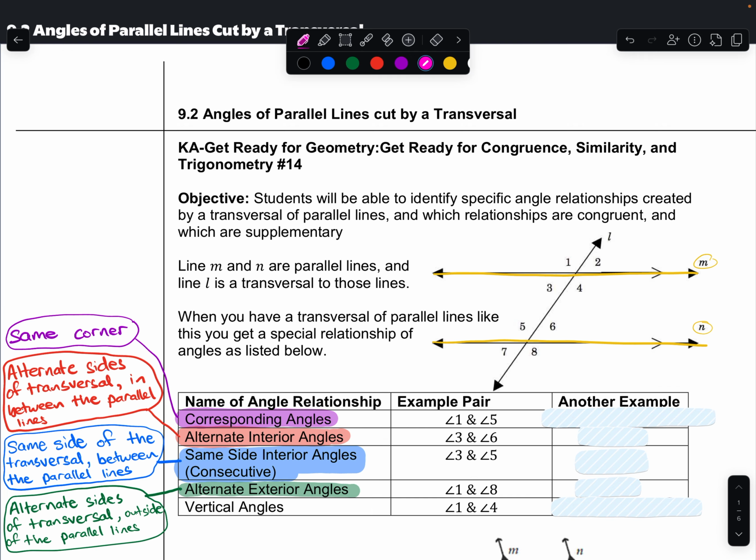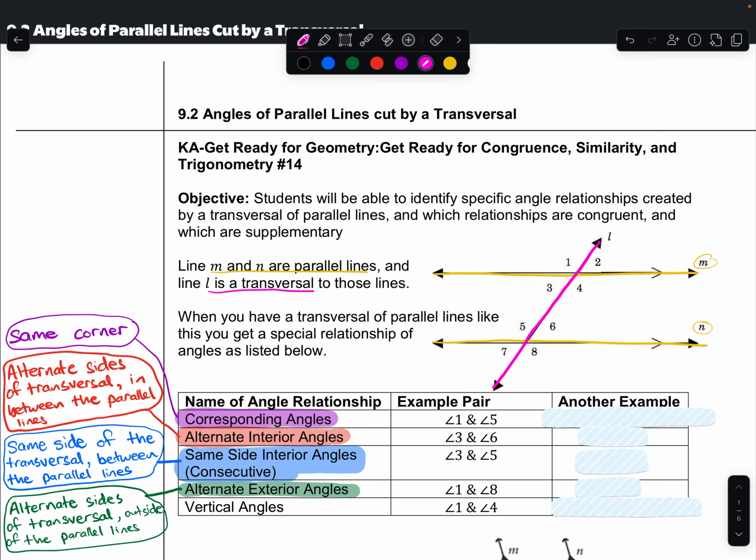Another word you should know, here I'll underline parallel. M and N are parallel lines. You should also know what a transversal is. A transversal is line L here. It's a third line that crosses the two parallel lines.